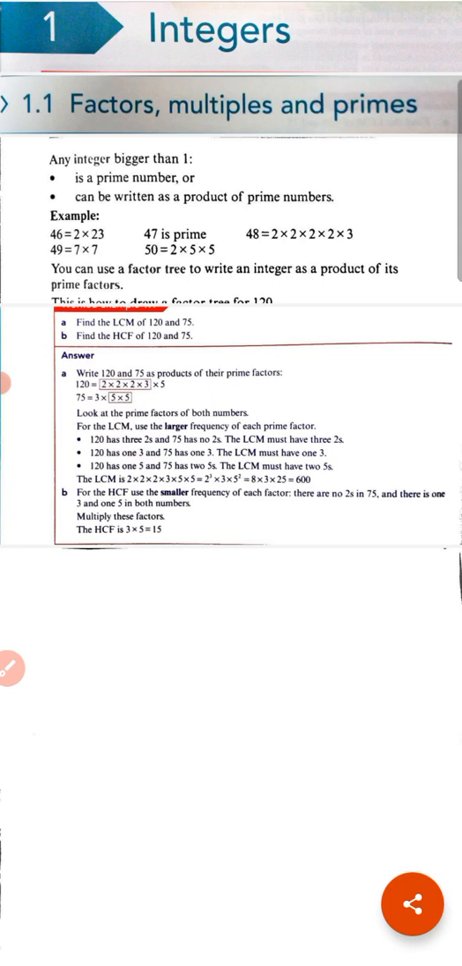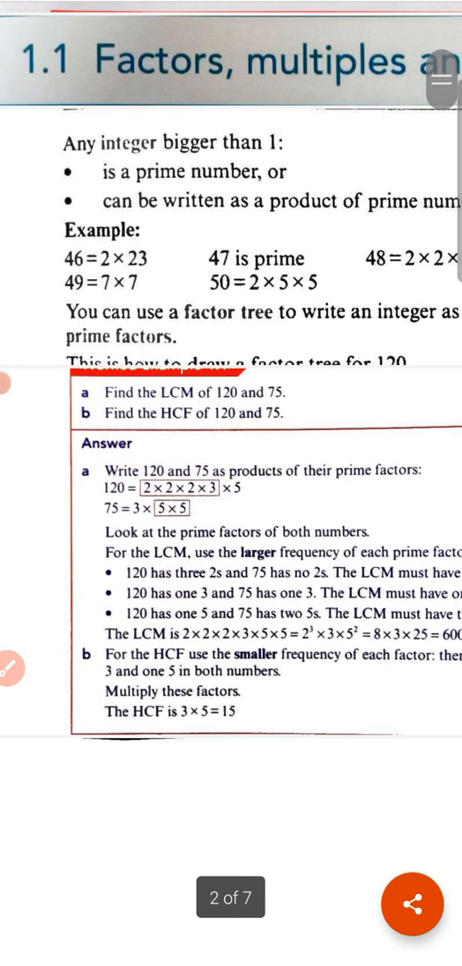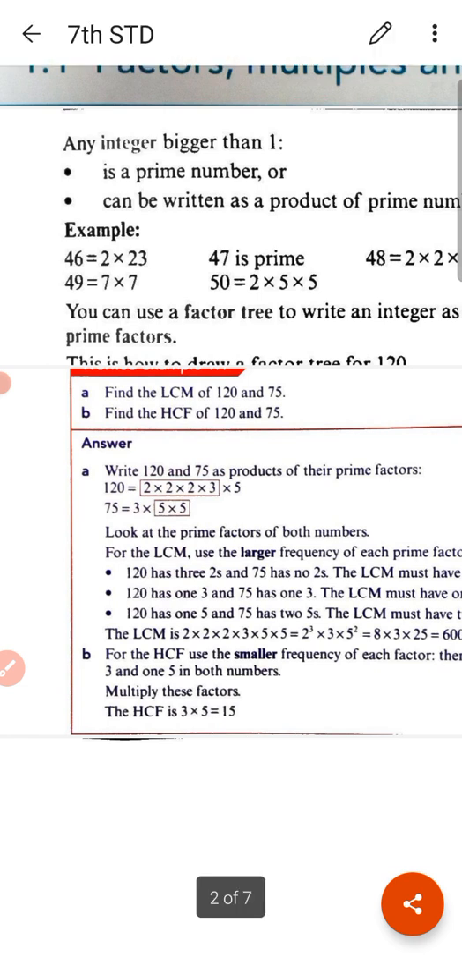Any integer bigger than 1 is a prime number or can be written as a product of prime numbers. Let me explain this, children. Here, the number 46 can be written as 2 into 23. Then 47 is a prime number.